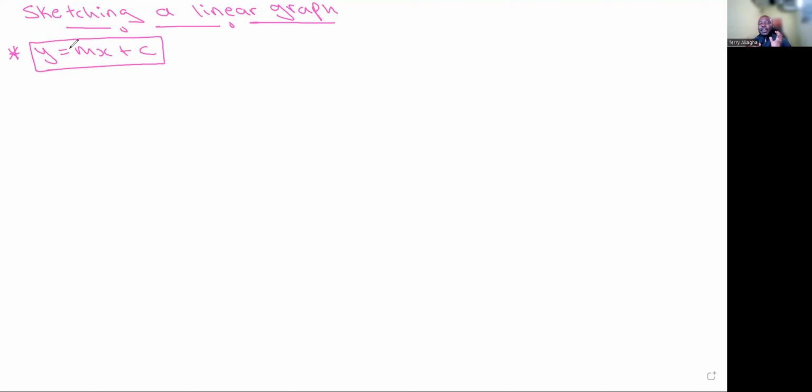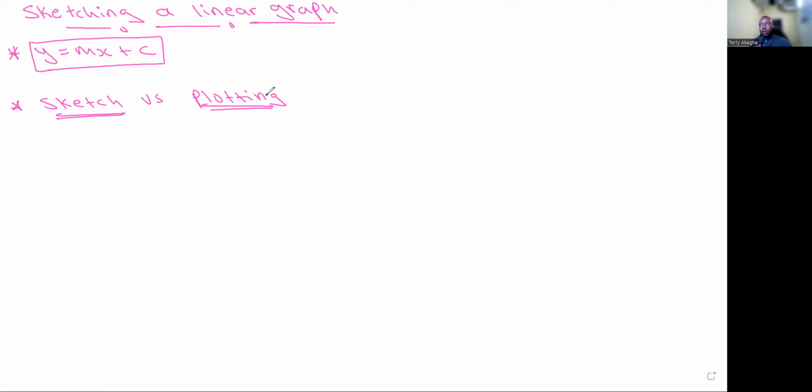Now, sketching a linear graph is slightly different to plotting, okay? So here, we plan to sketch. Sketching is not the same thing as plotting a graph. What we are doing here is sketching a graph to just show the key points and the general shape of the graph. Usually when you're sketching, it's not really expected to be accurate. It can't be as accurate as when you're plotting it from a table of values. So when you sketch a graph, you're just showing the key points and the general shape of the graph, and it's not expected to be accurate.